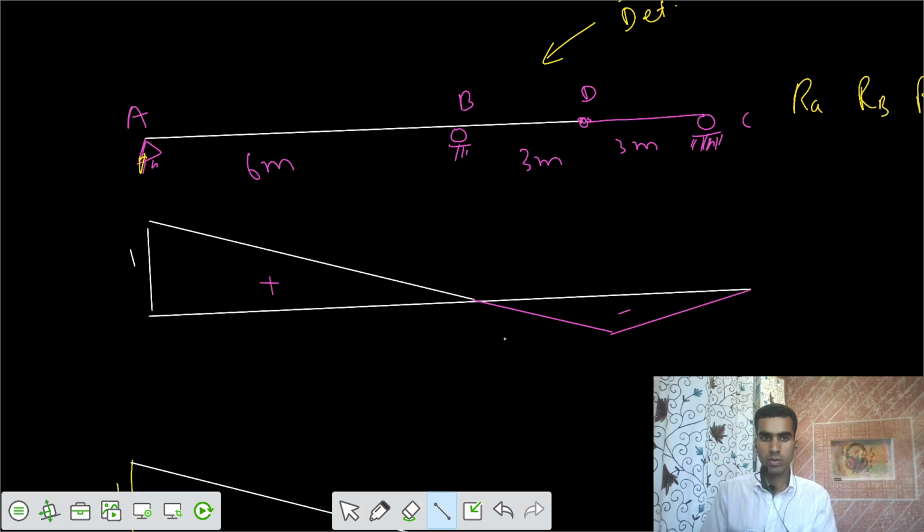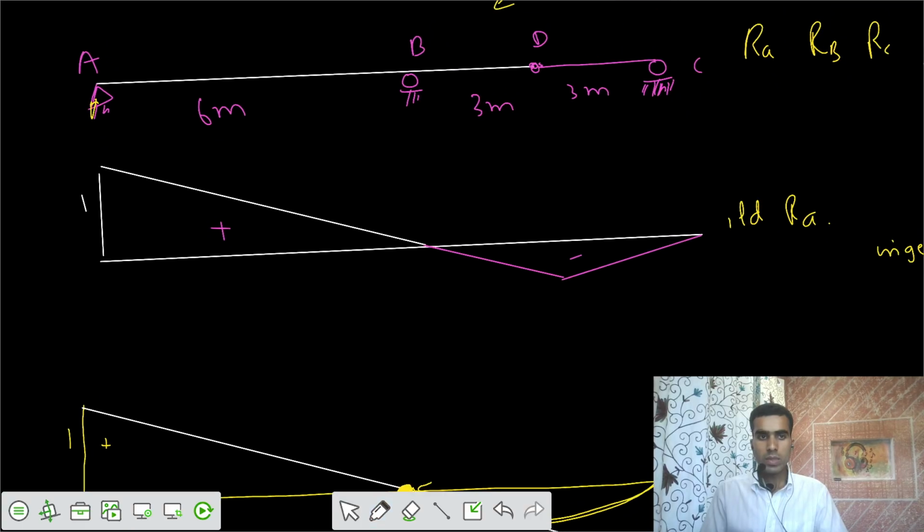Negative, positive. So this was your reaction at A. ILD for reaction at A. Now the ordinates would be, this is 1, 0, and if I say what is this theta, I would say this is theta 1 for the length of 6. Length equals 6 meters, so 1 by 6. So this is also 1 by 6. I would say for 3 meter we can have this ordinate of 0.5. Can you say that this ordinate is 0.5 by the symmetry? This is ordinate of 0.5.